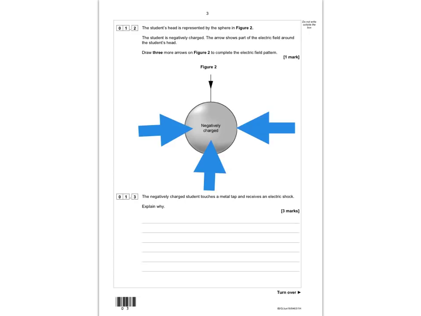So the arrows, to be evenly spaced, need to be at 90 degrees to one another as shown here. And again, they should all be pointing inwards because it's a negative charge. And that would get you the mark for this question.